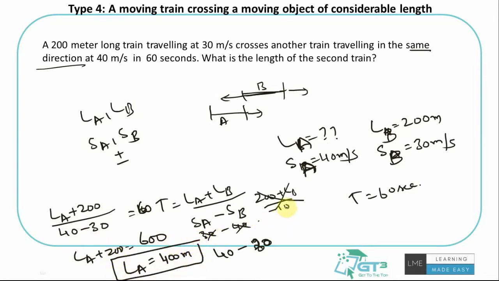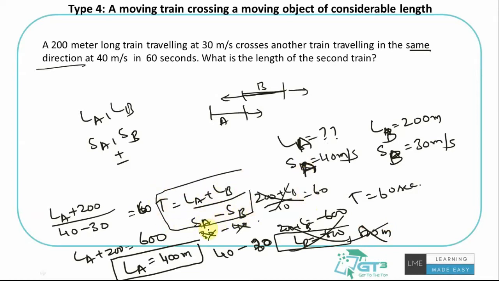If I go ahead and solve it the other way, I would get 60 is equal to (200 plus LB) by minus 10, so 200 plus LB is minus 600. LB would come as minus 800, which is not right. I can't have a negative length. Some people might ignore the negative sign completely and take the answer as 800 meters. That's why I'm warning you, keep in mind that SA minus SB, whenever I'm applying this, the faster train is A and the slower train is B. So take those values accordingly and solve them. Do not do slower minus faster at any point of time.